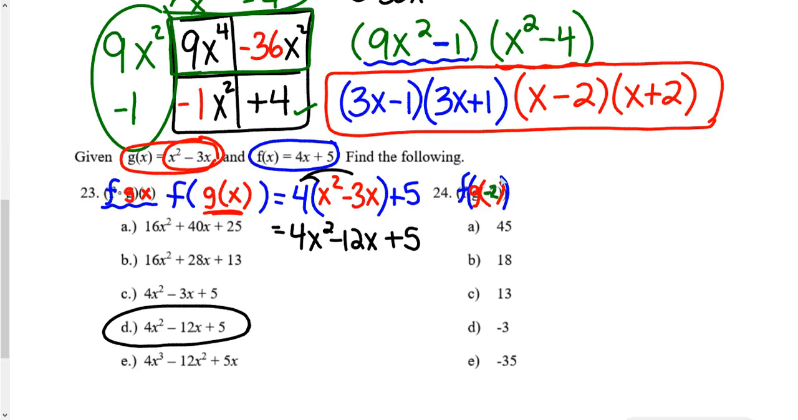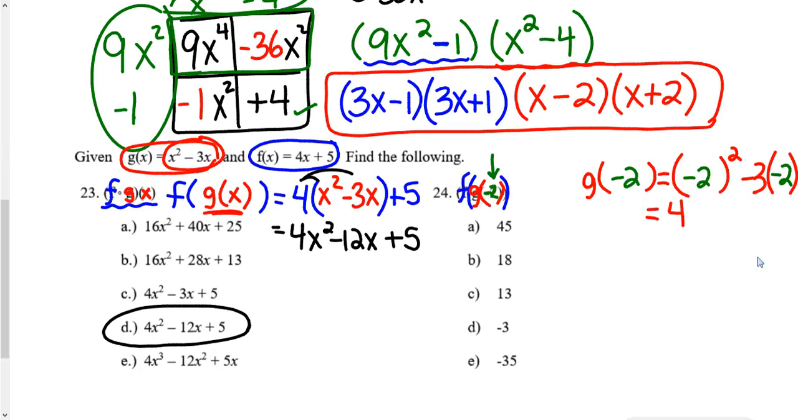All right, on number 24, I have f of g of negative 2. So in this one, I'm going to plug a negative 2 into g of x. So starting with my g of x function, my g of x was x squared minus 3x, except instead of x for all of those, I'm going to write negative 2. I have to plug it in for every single x in the problem. So now I need to simplify this. Negative 2, the quantity squared, negative 2 times negative 2 is positive 4. Negative 3 times negative 2 is positive 6. 4 plus 6 is 10. So g of negative 2 is 10.